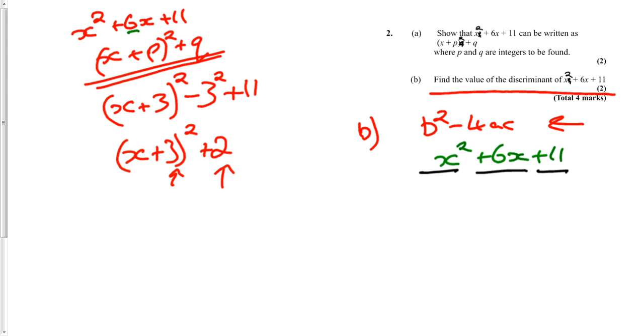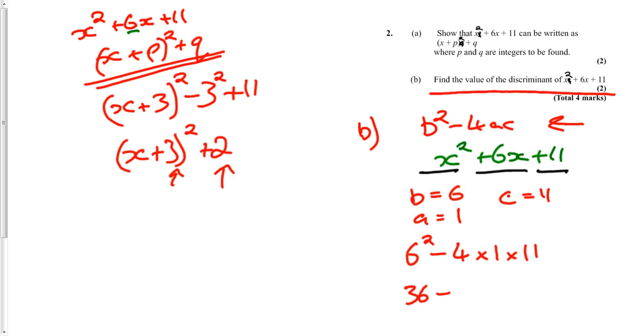So if we're going to do b squared minus 4ac, then our value of b equals 6, the value of a equals 1, because there's no number there, so it's a 1, and our value of c equals 11. So b squared is going to be 6 squared minus 4 times a, which is 1, times c, which is 11. So if we do that, that's 36 minus 44, which equals minus 8. And that's all you need to do for this question.